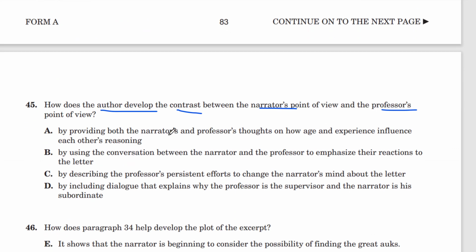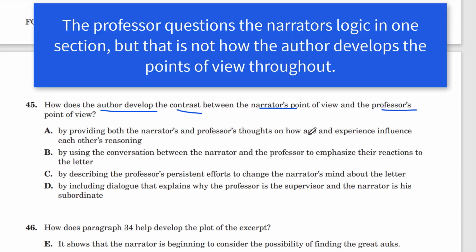A, by providing the narrator's and professor's thoughts on how age and experience influence each other's reasoning. No, it's not about age and experience. That's not the main method from which the author develops the opposing points of view, right?